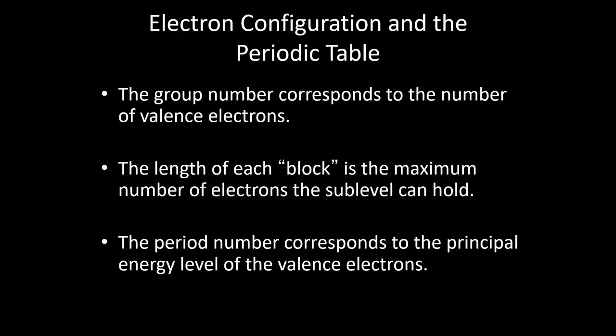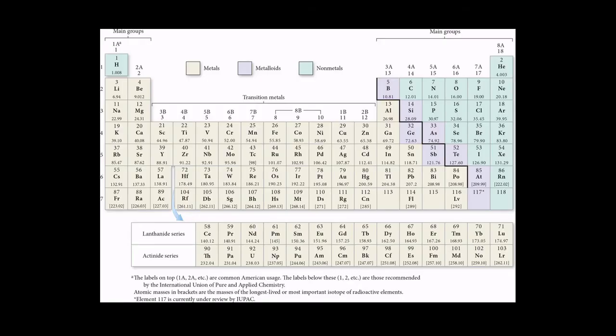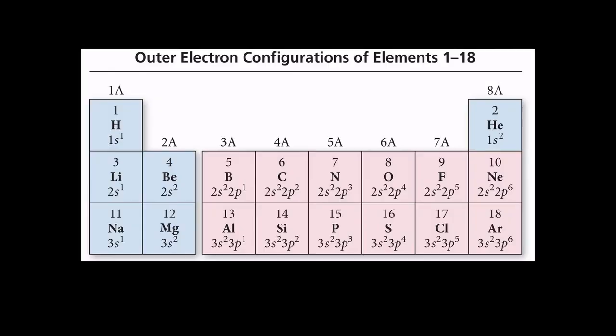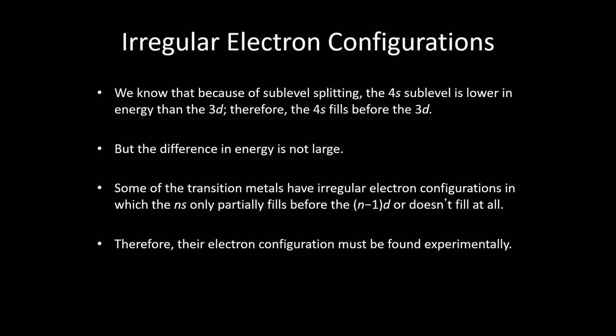All right, hope that makes sense. I think we'll leave it there for this video. In the next one, well, this here we actually have already kind of gone over, so we'll just very briefly review using the periodic table to work out electron configurations, and then we will jump into irregular electron configurations.